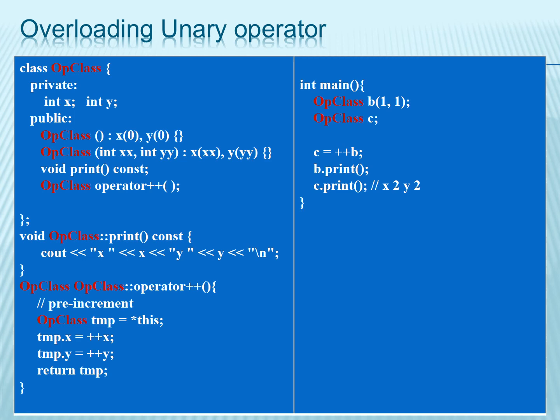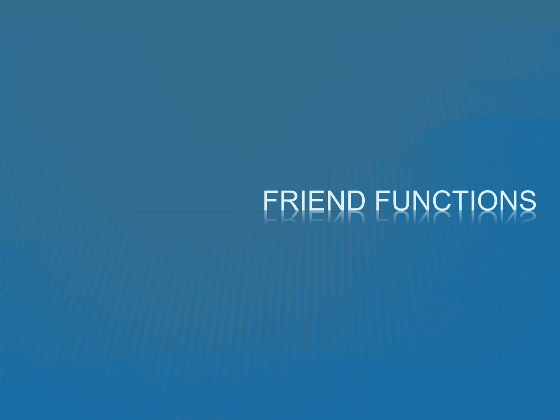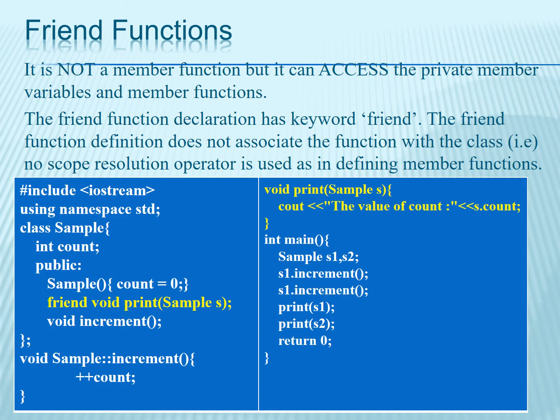Friend functions. The friend function is not a member function of the C++ class, but it can access the private member variables and member functions of the C++ class to which it is a friend. The friend function declaration has the keyword friend, but the friend function definition does not associate the function with the class. That is, no scope resolution operator is used while defining the friend function.